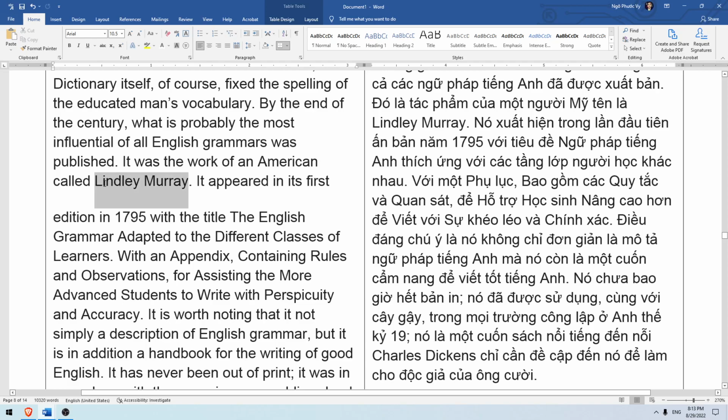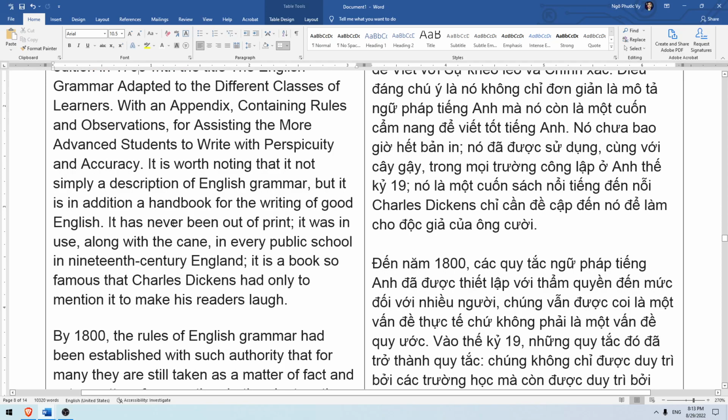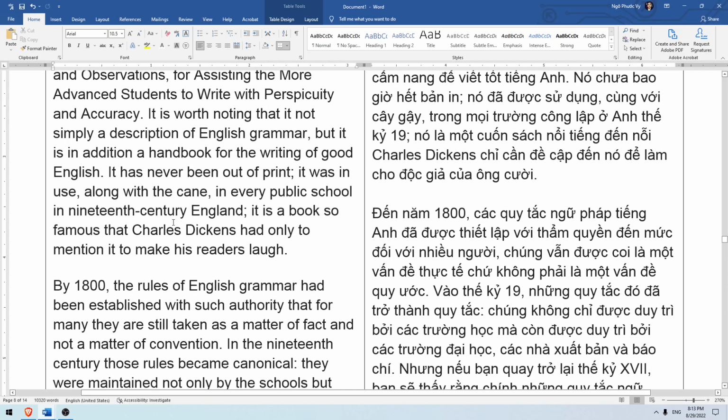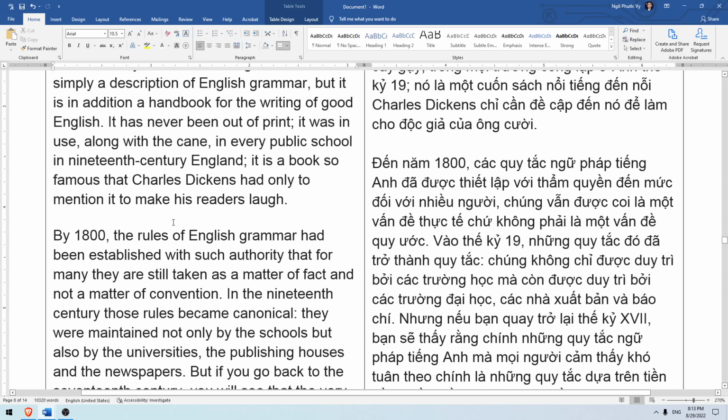It appeared in its first edition in 1795 with the title "The English Grammar Adapted to the Different Classes of Learners," with an appendix containing rules and observations for assisting the more advanced students to write with perspicuity and accuracy. It is worth noting that it is not simply a description of English grammar, but it is, in addition, a handbook for the writing of good English. It has never been out of print.